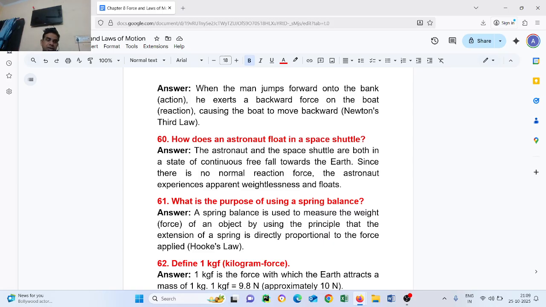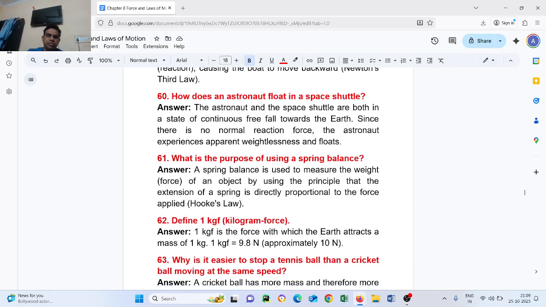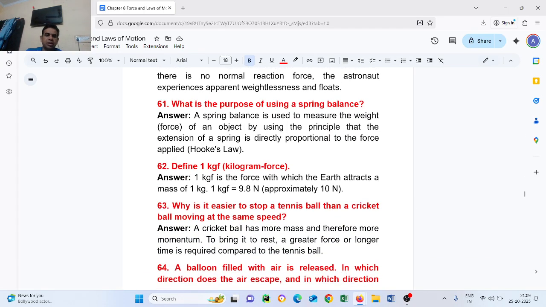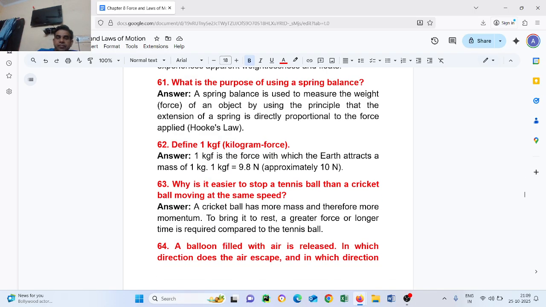Question number 61. What is the purpose of using a spring balance? A spring balance is used to measure the weight force of an object by using the principle that the extension of a spring is directly proportional to the force applied, Hooke's law. Question number 62. Define 1 kilogram force. 1 kilogram force is the force with which the Earth attracts a mass of 1 kg. 1 kgf is 9.8 Newton, approximately 10 Newton.